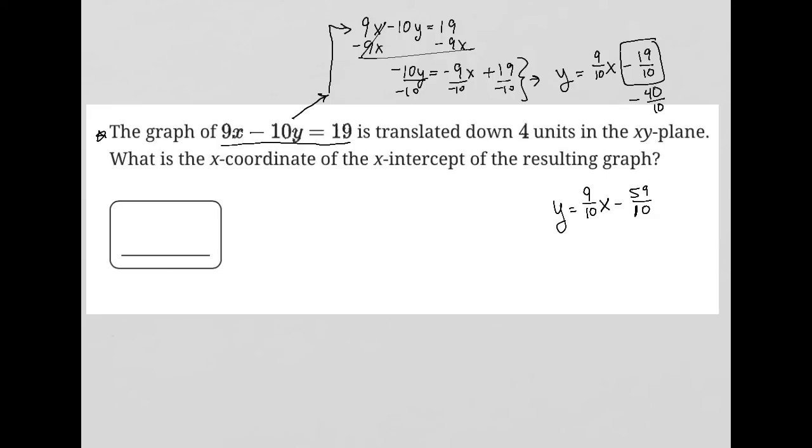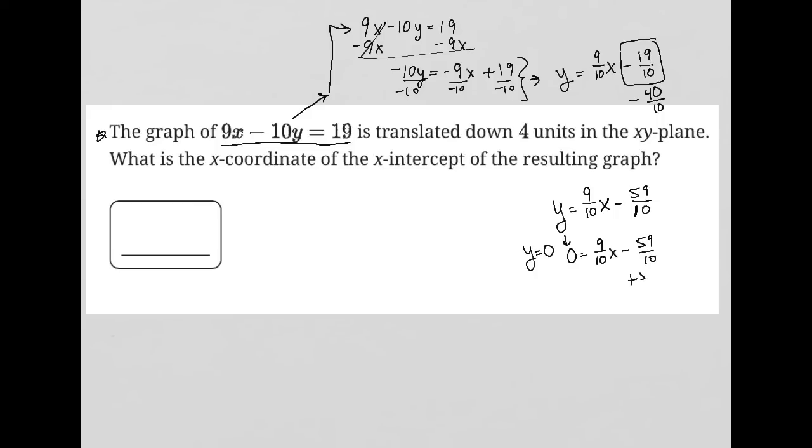So now I want to figure out, well, what is the x-intercept here? Well, we find the x-intercept by replacing y with 0. The x-intercept for any graph is the place where y is equal to 0. So I'm going to replace y with 0. So I have 0 equals 9/10 x minus 59/10.